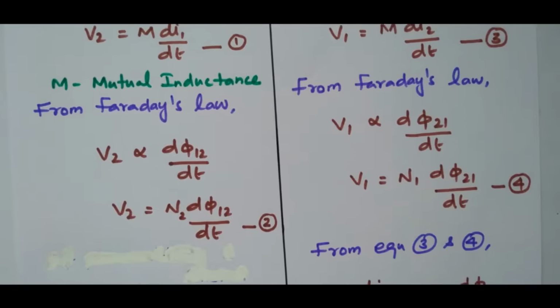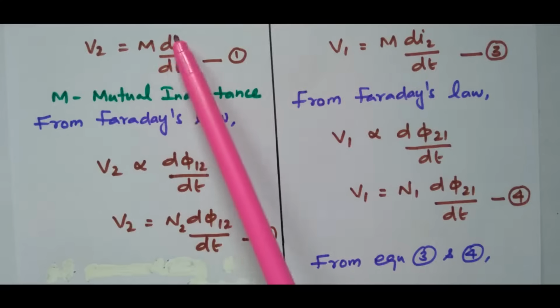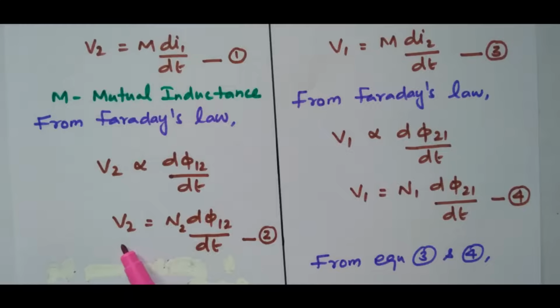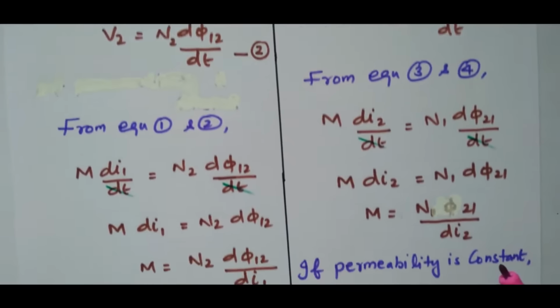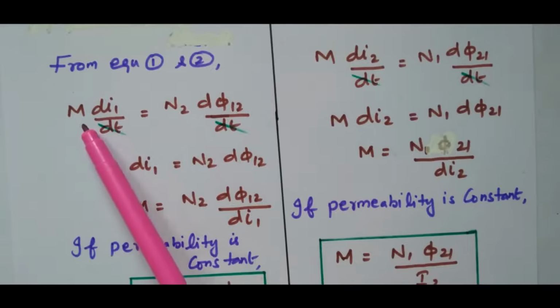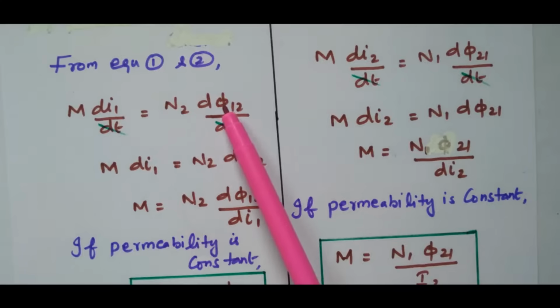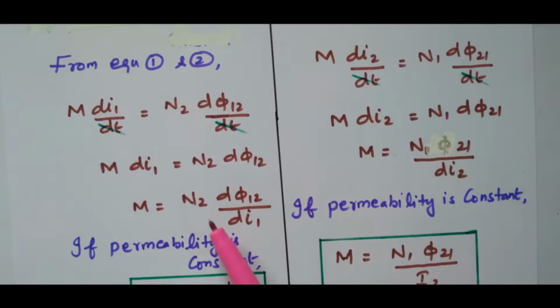Right. So now we have two equations. Equation 1 is V2 equals M dI1 by dt. Equation 2 is V2 equals N2 d phi 12 by dt. The left hand side is equal, so we can equate the terms on the right hand side. So from equations 1 and 2, M dI1 by dt equals N2 d phi 12 divided by dt. This depends upon the current, this depends upon the flux. So dt gets cancelled: M dI1 equals N2 d phi 12. From that, M equals N2 d phi 12 divided by dI1.